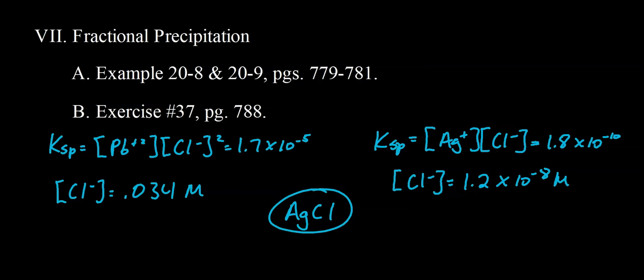So because it takes a lot less chloride to precipitate the silver than it does to precipitate out the lead from solution, the silver chloride would form first.